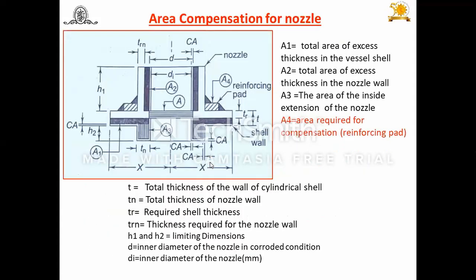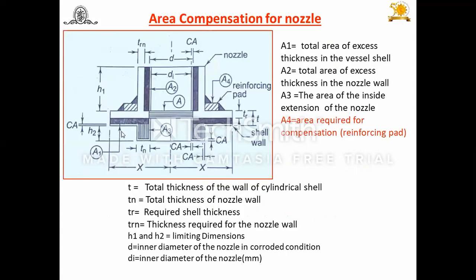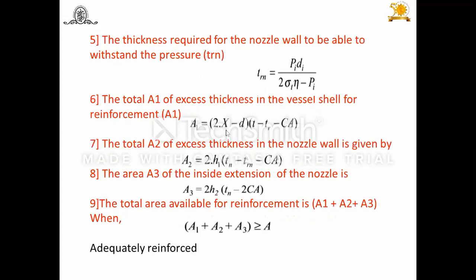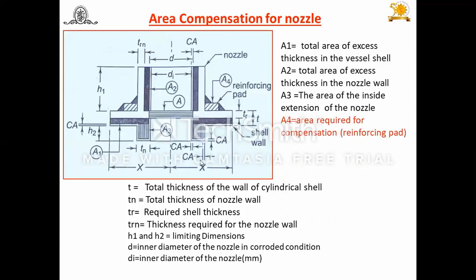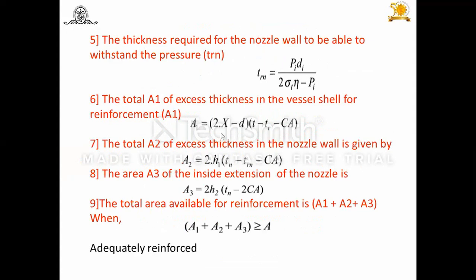That means by using this diagram also you can easily find out this area, or directly you can use this expression 2x minus d. 2x means x plus x, minus the inside diameter d. So you will get the remaining length from this side, and plus this height because it is a rectangular shape. And how to get the value of height? Here t minus tr, and again the corrosion allowance, which is shown here. So now here t minus tr minus corrosion allowance, you will get the area A1.